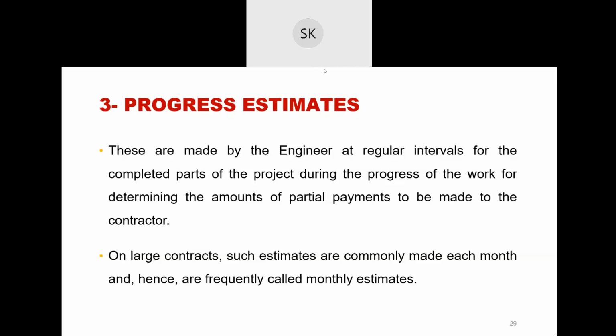The difference between progress estimate and engineer's estimate: in a span of, suppose, one year, you will make the estimate in three parts. Suppose a 9 kilometer road has been given to you to construct. After 3 kilometers, you can make an estimate of the expenditure and submit it to the department. They will give you the bill and the money. Then again, after constructing another 3 kilometers, you submit the estimate of the expenditure and they will give you the money. This is the progress estimate.